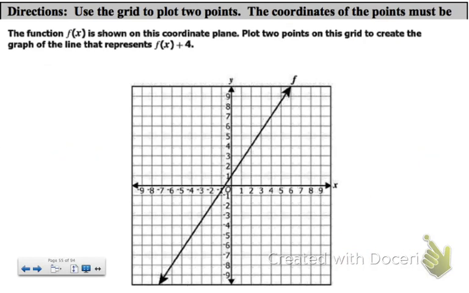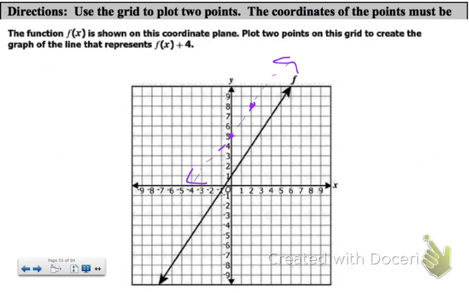Okay, this one's a little bit different. This says the function is shown on the grid. Plot 2 points to create the graph of the line that represents f of x plus 4. Now, all it's going to do is shift this graph up 4 units. So the y-intercept is going to go from 1 to 5. Okay, and if you find another point, like 2, 4, for example, would go up to 2, 8. Because it's going to have the same slope, it's just shifted up 4 units.